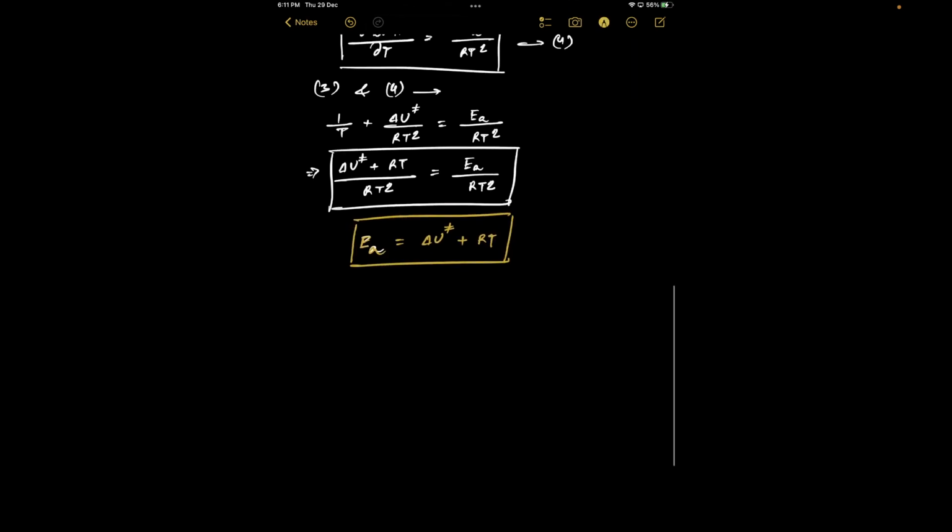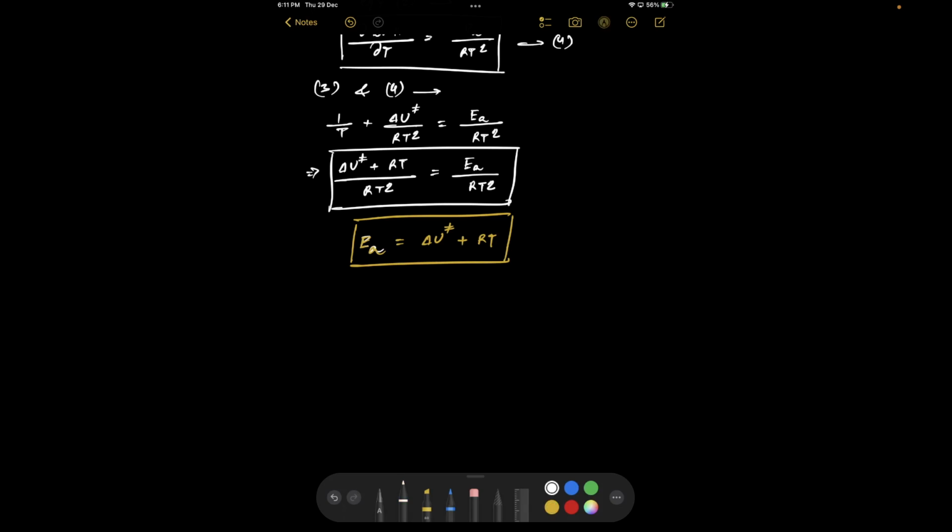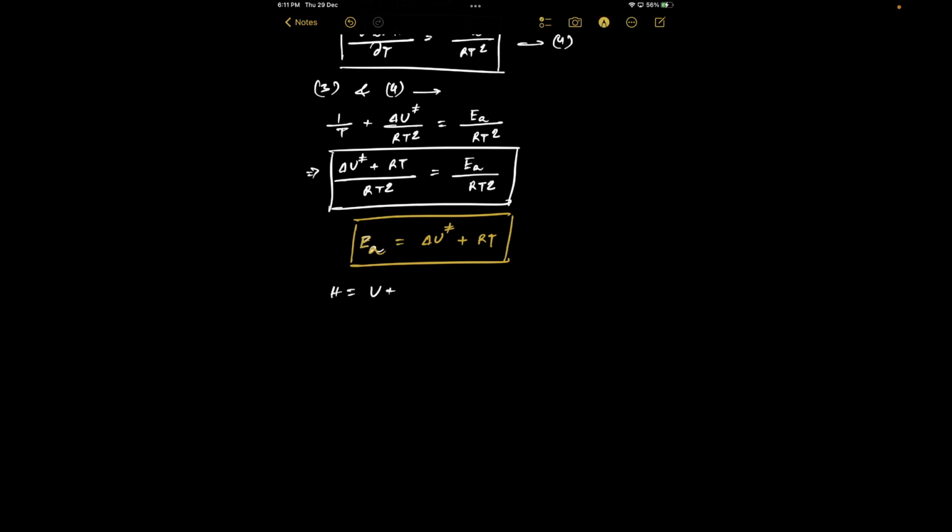Okay, now we also know from thermodynamics that the enthalpy, H, equal to U plus PV, right? Now the difference of enthalpy, so delta H equal to delta U plus P delta V, let's say at constant pressure. Now for ideal gas we know PV equal to nRT, so P delta V will be equal to just delta nRT. So delta H will be equal to delta U plus delta nRT. Now we will use this equation in our TST expression.